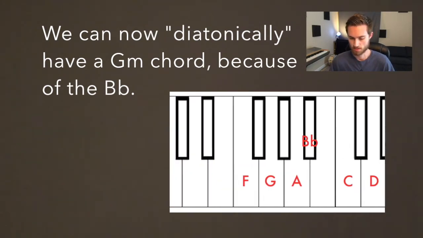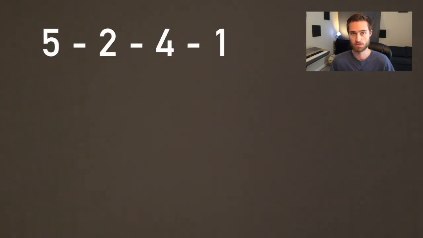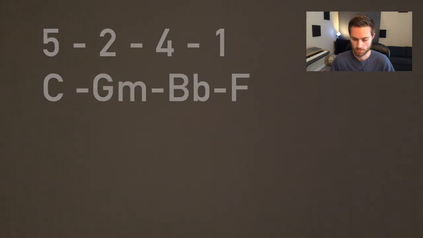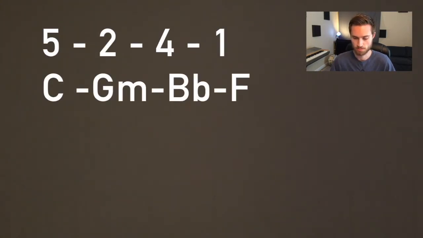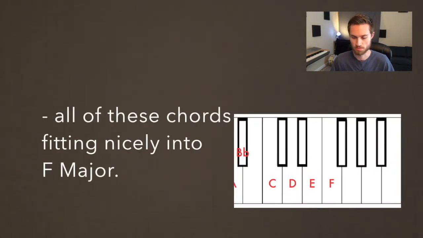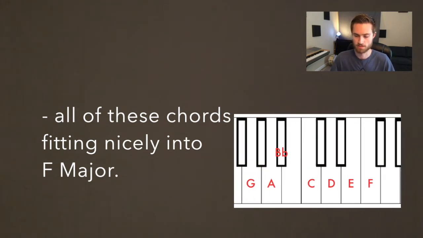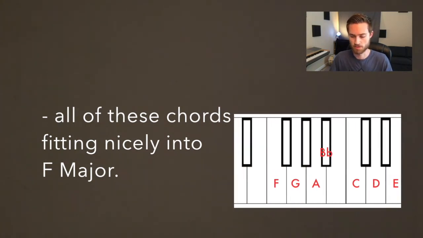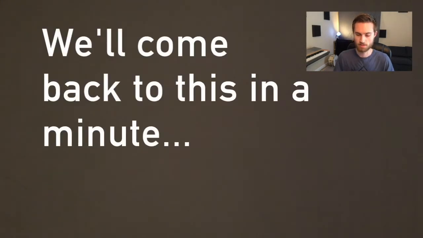Numbering the chords now gives us 5, 2, 4, 1. C is our 5 chord, G minor is our 2 chord, B flat is our 4 chord, and F is our 1 chord. We have successfully found a key that allows all 4 of these chords to be diatonic. That is, chords that are derived from the notes of the key, which is the F major scale in this case. Now, keep this in your head because we're going to circle back to it in a minute.